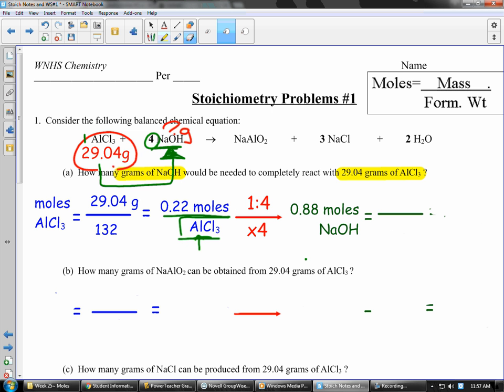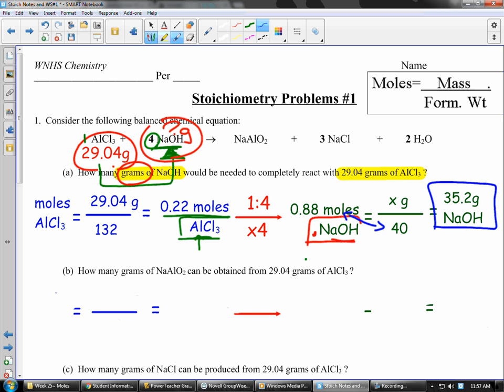Okay. Awesome. Now, the question here said how many grams of sodium hydroxide. If you do a good job of labeling, this will make it easier again. I have moles of sodium hydroxide, and I want mass of sodium hydroxide. So I'm going to put it over the formula weight of sodium hydroxide. If I add 23, 12, 16, and 1, I'm going to get 40. In order to solve this problem, I multiply 40 times 0.88, and I get myself 35.2 grams of sodium hydroxide.